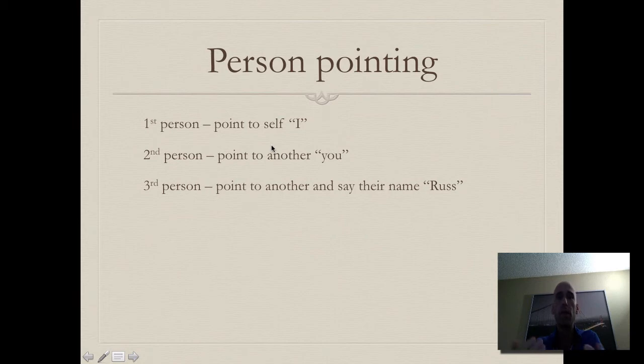Person pointing. So this is just an activity for you to exercise this knowledge. So if I say first person, I eat. Second person, you eat. Third person, point to somebody else and say their name. If Russ is right by me, I say Russ eats. And go ahead and pause the video and do this. You might look ridiculous, especially if you're in your living room and everybody's sitting around eating, wondering what you're doing.